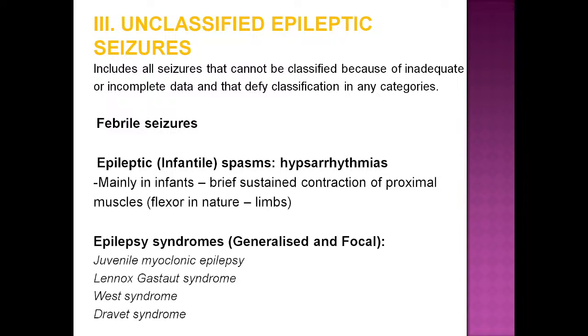Then you have certain syndromes. I talked to you about syndromes where you have epilepsy as well as other clinical features. So there are some very well known syndromes, and these syndromes could be both generalized and focal. So one is juvenile myoclonic epilepsy. In fact, this is the most common epilepsy syndrome. Juvenile, you can understand the age group which it affects, and the manifestations are myoclonic. So there is a clonic contraction of the muscles.